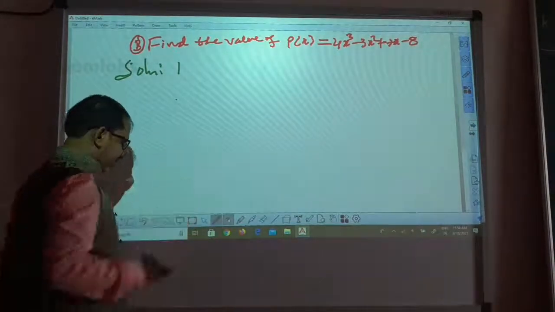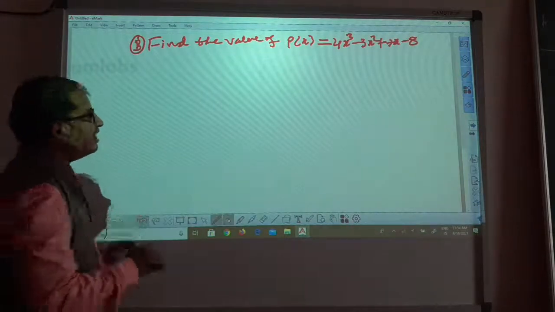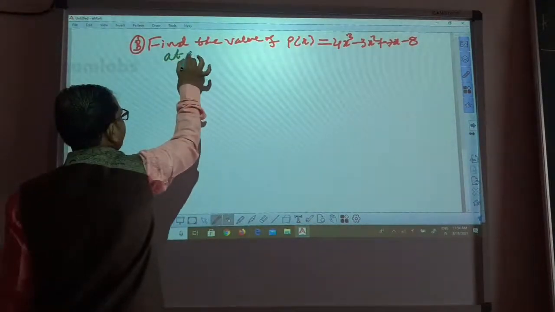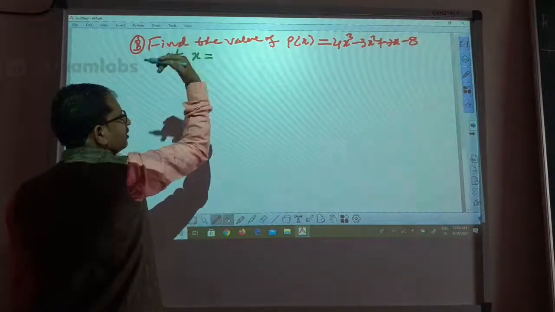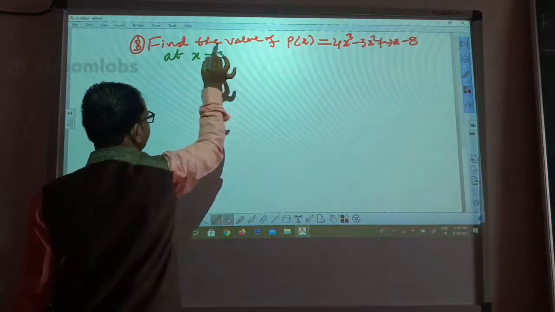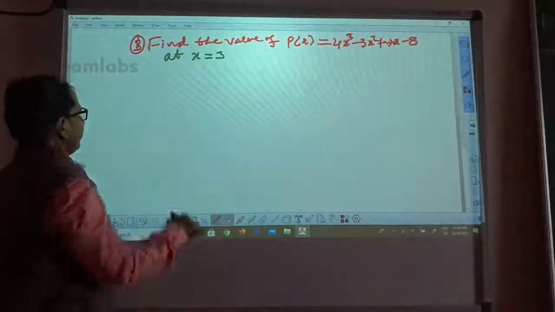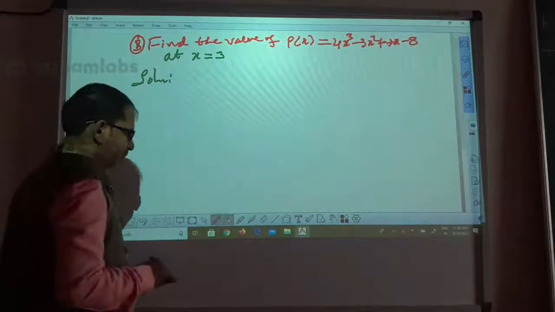First, one thing I forgot. At x is equal to any value you can take, or any value they can give, right? So I am going to write 3. I will take the value as 3. So, solution. Now we are going to solve the problem.